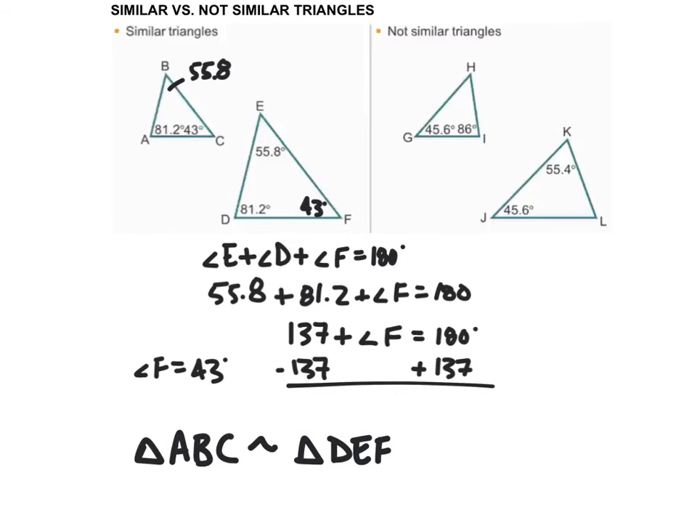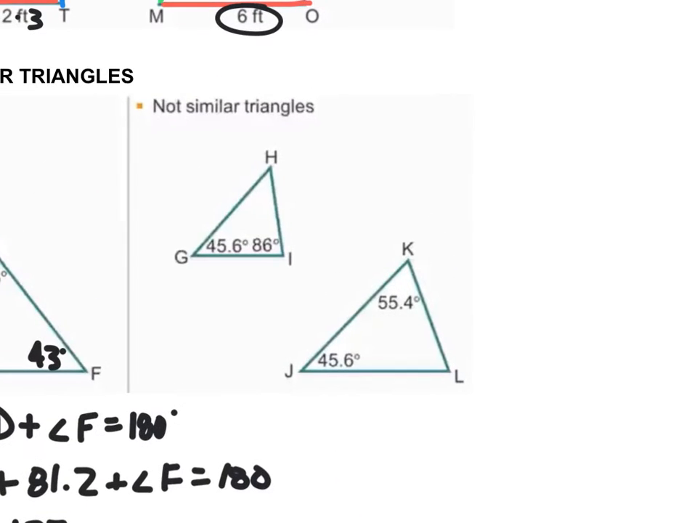Now over here, let's take a look. These are not similar triangles, and let's look at a non-example. What we know is that angle G is 45.6, and so is angle J. It's also 45.6. We don't know what angle H is, and we don't know what angle L is, but I know that angle I is 86, and here this is 55.4. So let's figure out what angle L is, and we'll go from there, and we'll see if we get 86.